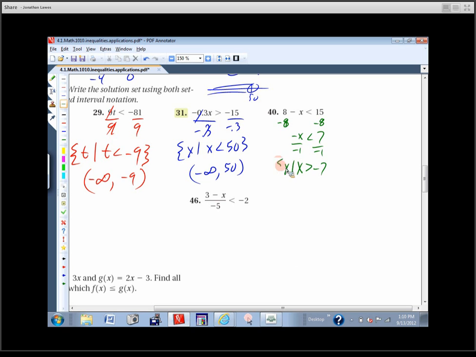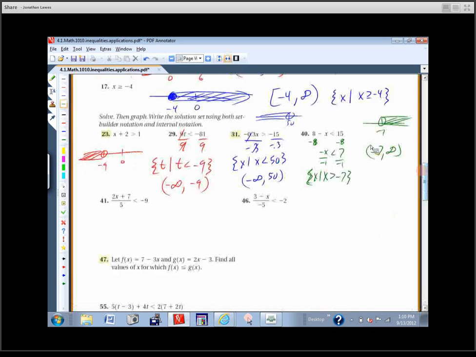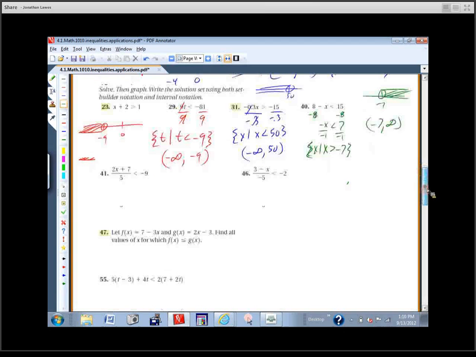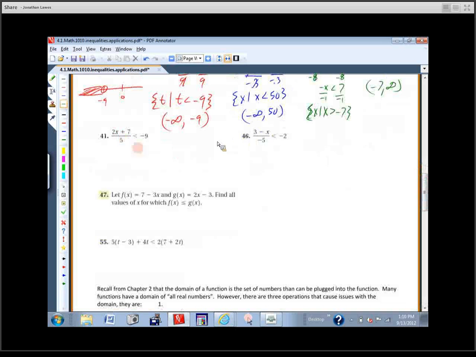So in set builder notation, it looks like this. As an inequality, in graphing that, let's see, here's -7, circle that, don't fill it in, shade this side. So in interval notation, I've got -7 to infinity, round around both of them. Okay, any questions? Okay. Sure? Okay, let's take a look at, 41's pretty easy.